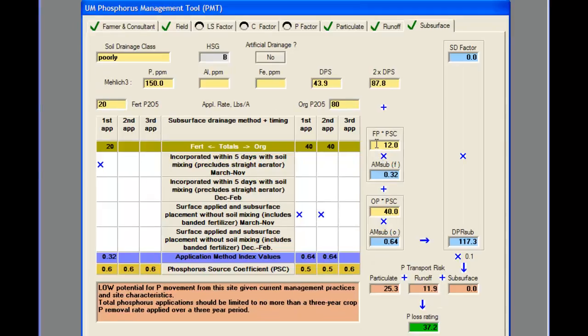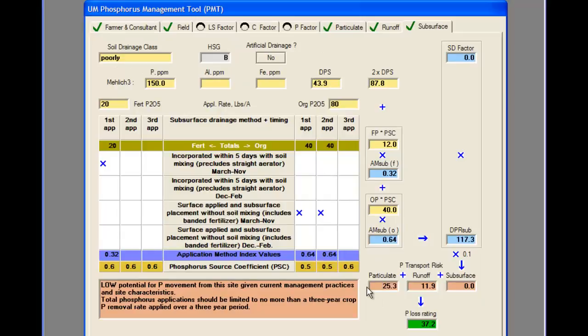As on the runoff page, the P sources are multiplied by their PSC values and application method factors, and the results are added together along with the adjusted DPS to determine the subsurface dissolved P source risk factor. The distance buffer factor from the particular page is not applied to the subsurface calculation. The subsurface P transport risk is calculated by multiplying the factors on the right side of the screen. Again, if no artificial drainage is present, the subsurface component will be 0.